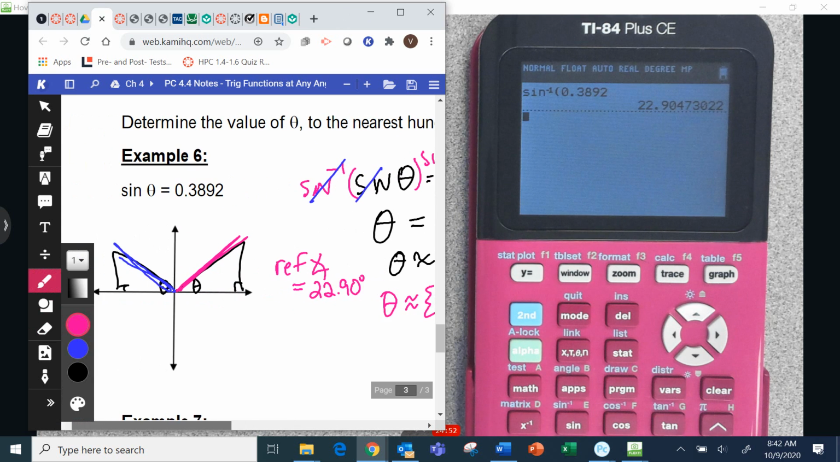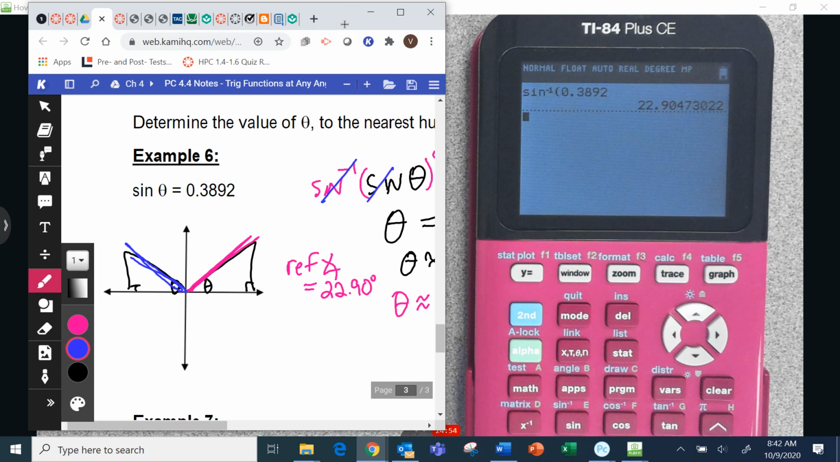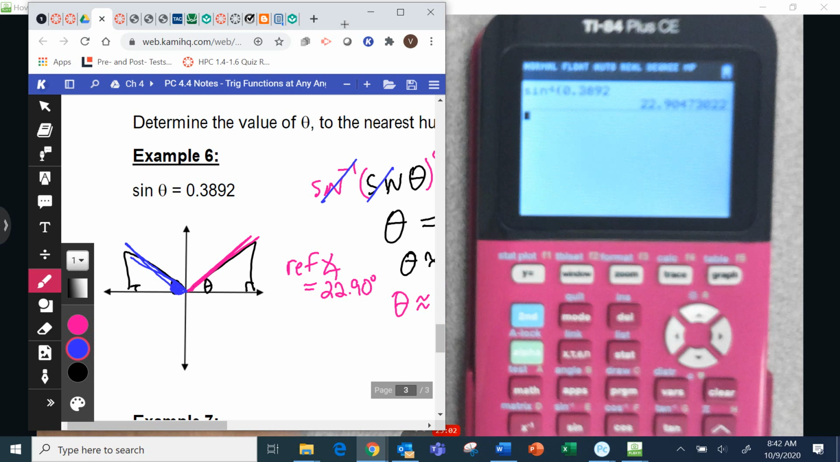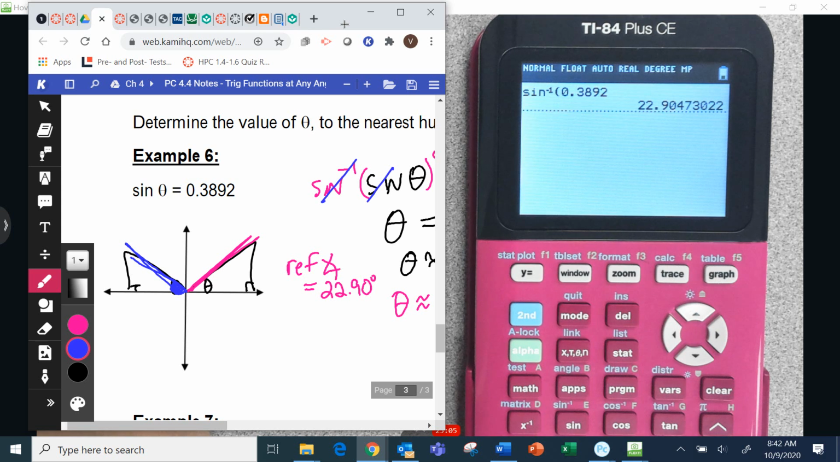So now we need to find the other terminal side. This reference angle is that 22.9. I am not going to round that answer until the very end, so I'm going to use this calculator number, that huge number, where I need to. How can I find out, if I know the reference angle is about 22.9, the actual rotated blue angle here?